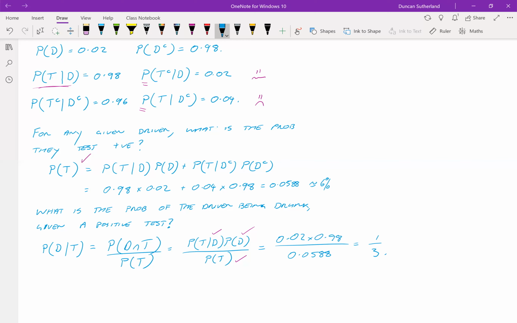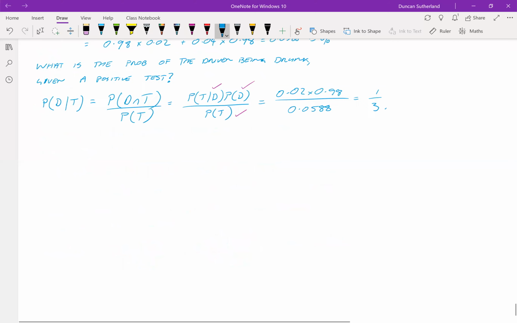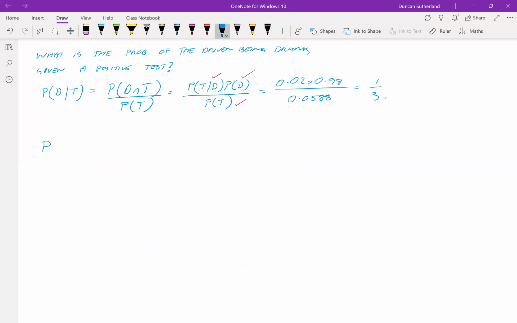Now that's interesting. The probability of a driver actually being drunk given a positive test is 1/3. Okay, you might not think much of that until you work out this probability. This is the probability that a driver is sober and returns a positive result. And that's terrible.